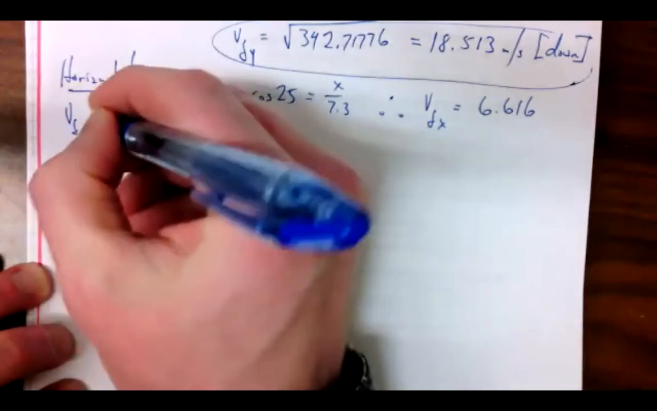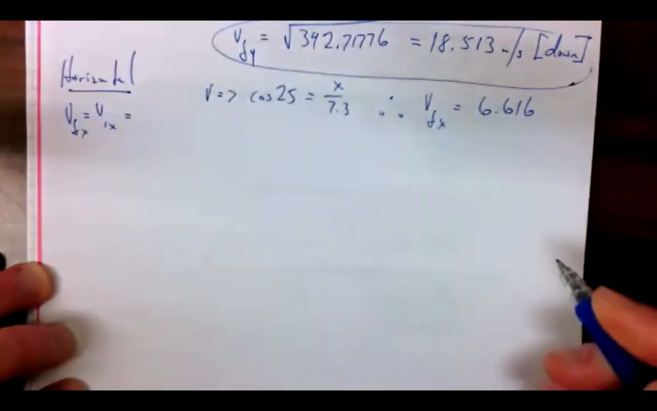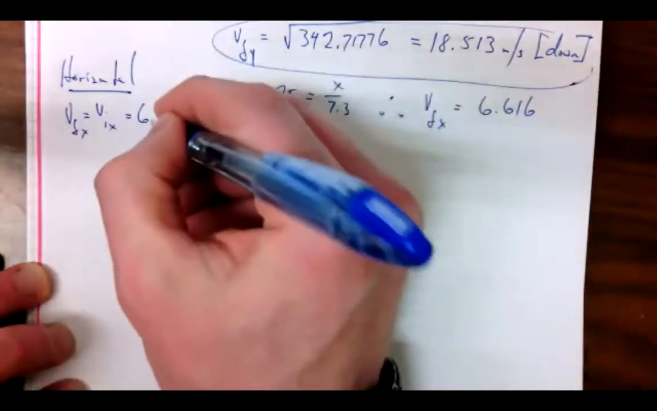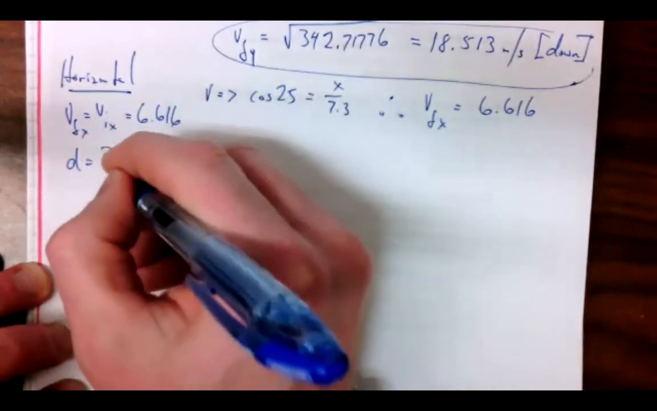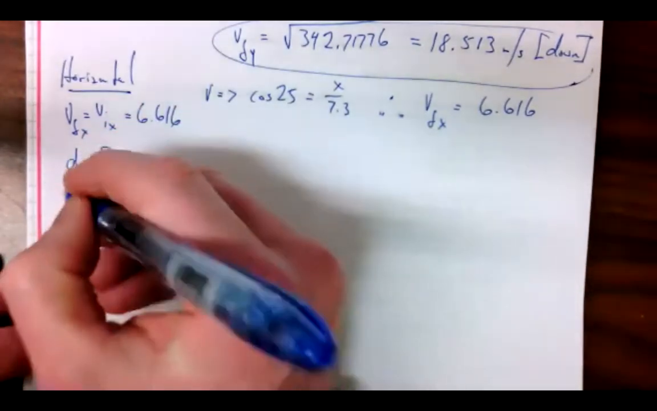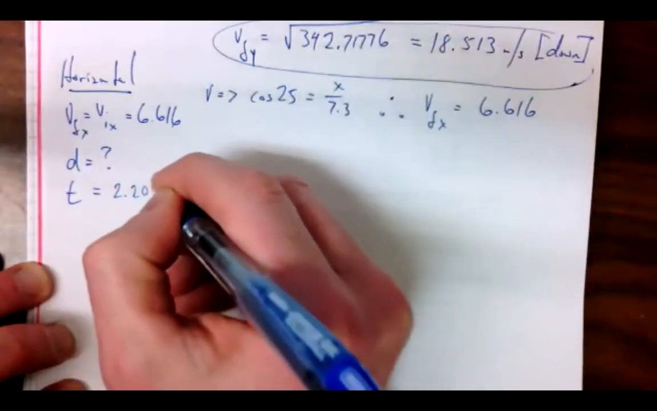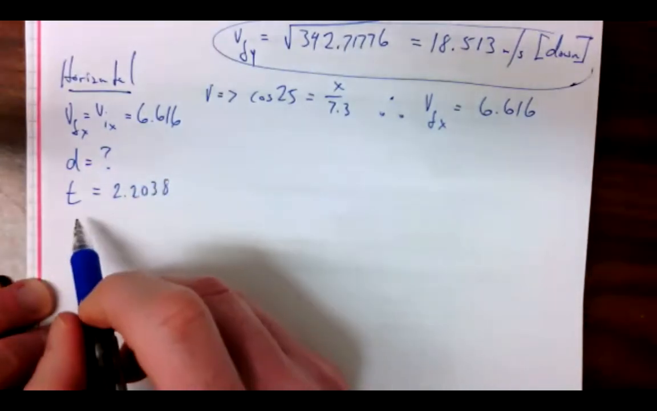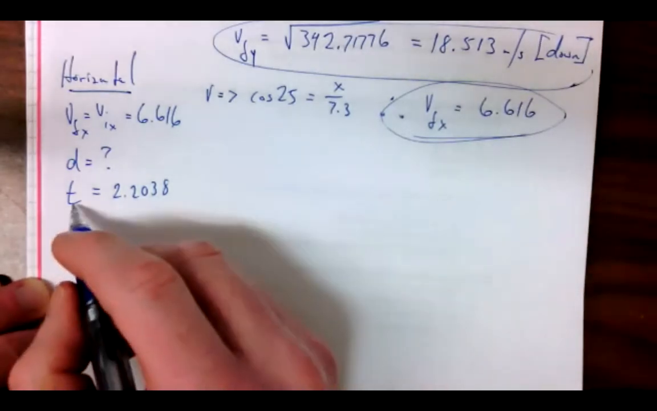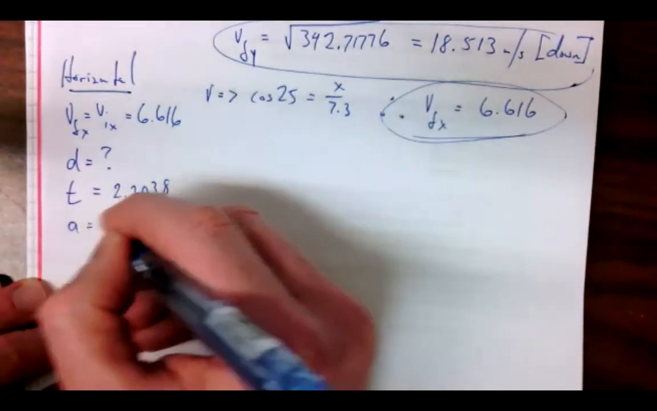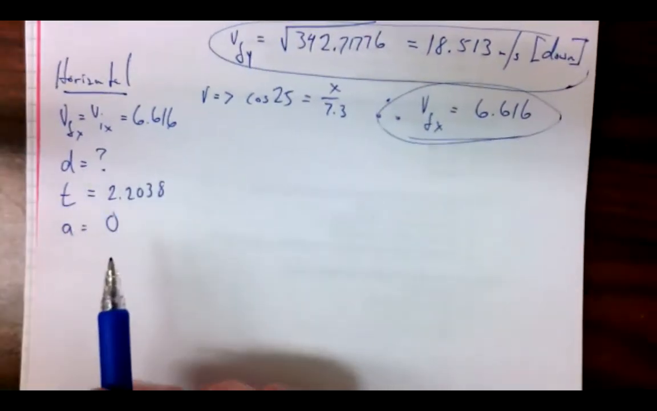Anyways, VF equals VI, these are all horizontal, equals 6.616. The displacement, the horizontal range, we don't know. That's what we're going to solve for. Time, total time was 2.2038. This also is going to come into effect when we figure out the final velocity. Acceleration equals 0.